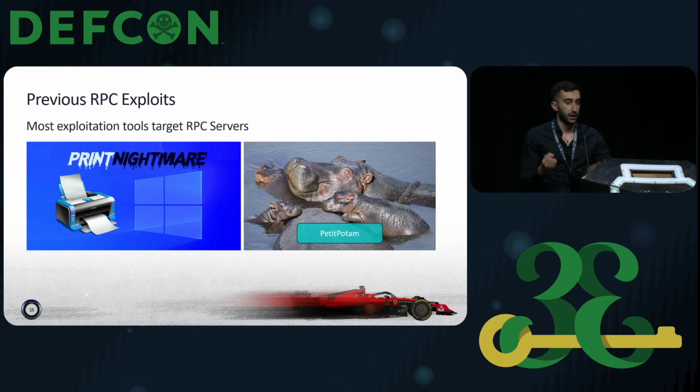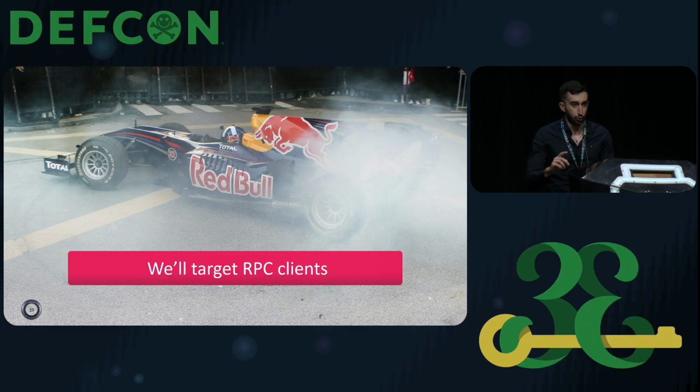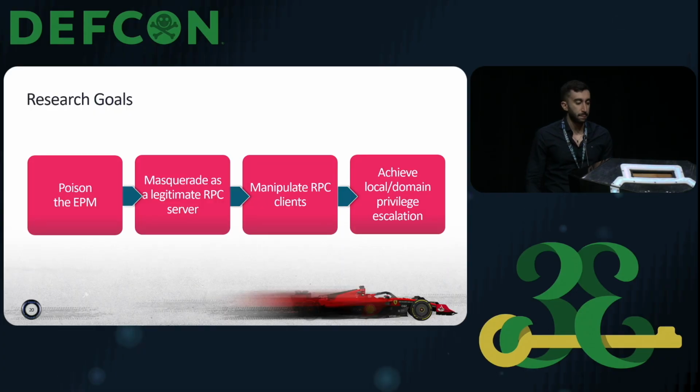Looking back at famous RPC exploits, they usually target vulnerable code in servers to achieve remote code execution or privilege escalation. We're going to make a U-turn and target vulnerable code in RPC clients instead. The first step to achieve our goal is to figure out how to poison the EPM.